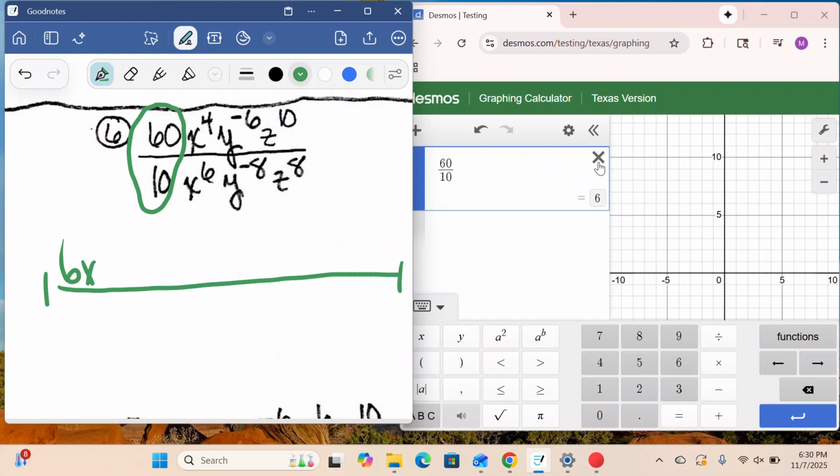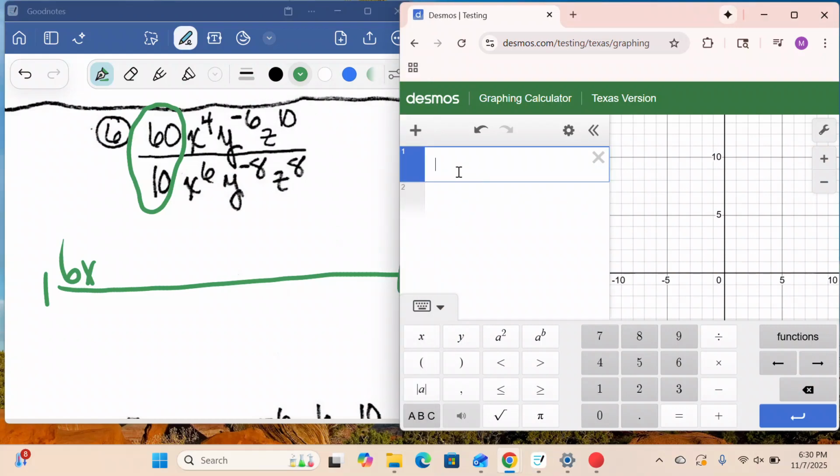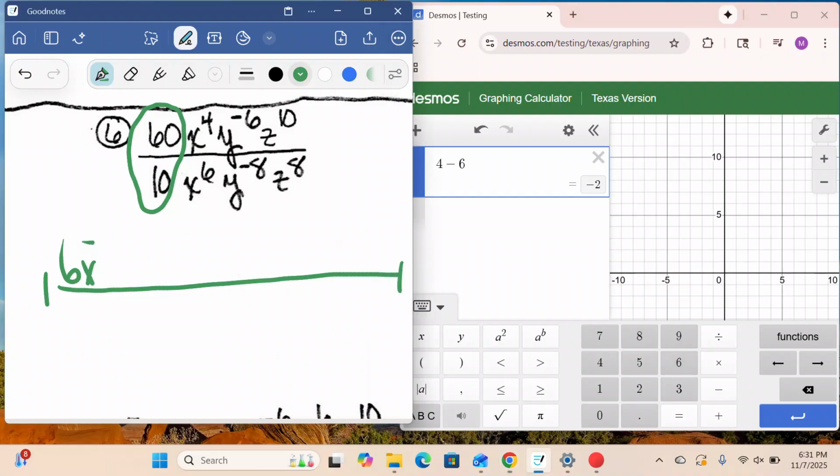So what I do when I divide exponents with the same base is all I'm going to do is subtract them. So it's going to be 4 minus 6, and the answer is -2. So I put 6x to the -2.